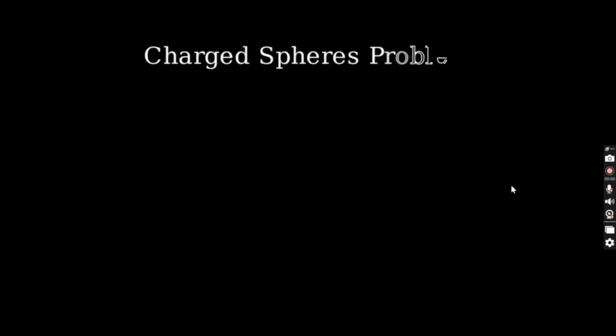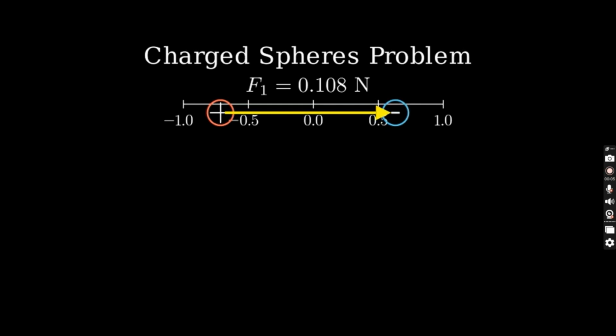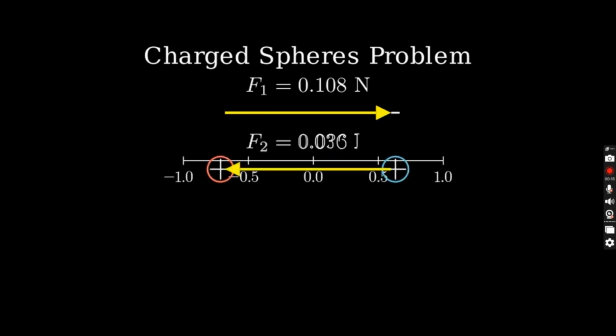Welcome. Today we'll solve a problem involving charged metallic spheres and Coulomb's law. Two oppositely charged identical spheres are placed 0.5 meters apart, initially attracting each other with a force of 0.108 newtons. When connected by a copper wire, the charges redistribute. Afterward, they repel with a force of 0.036 newtons.